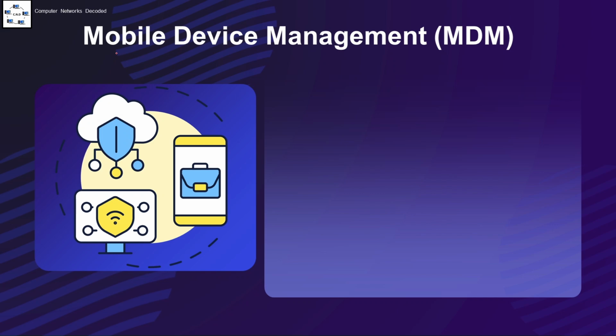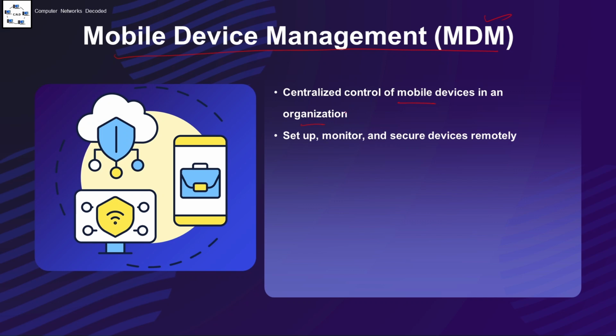Our next topic is very important, which is mobile device management or MDM. MDM is basically used for centralized control of mobile devices inside an organization. It is used to set up, monitor, and secure devices remotely. First you set up your mobile devices inside this MDM application, after that you can monitor the devices, and you can also apply security policies to the devices remotely.